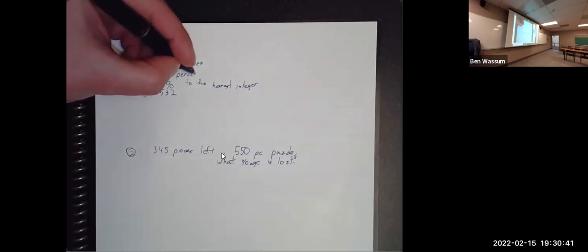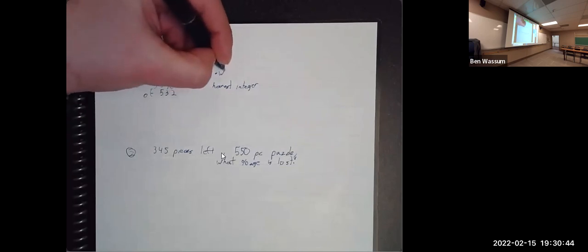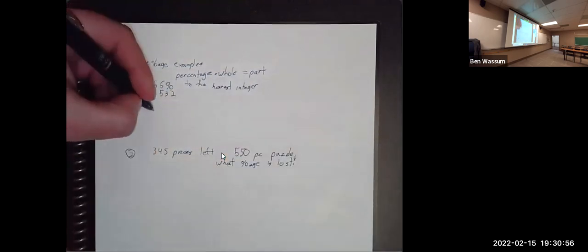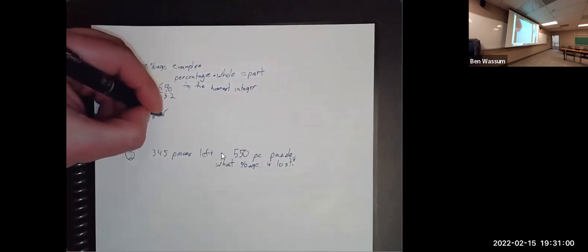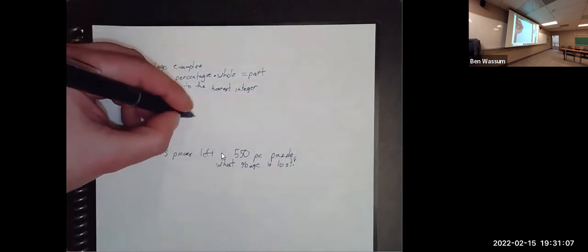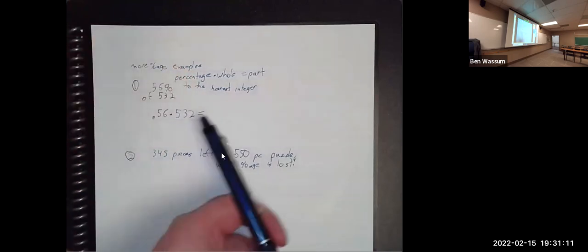So the first problem is saying that we want to know what 56% of 532 is to the nearest integer. That's not bad because this one is literally just a direct application of our percentage times whole is equal to the part, right? Because we're asked for this percentage of this amount. That's literally the formula, right? So I would convert the percentage to a decimal. So 0.56, moves over twice. I multiply that by the whole amount, 532.